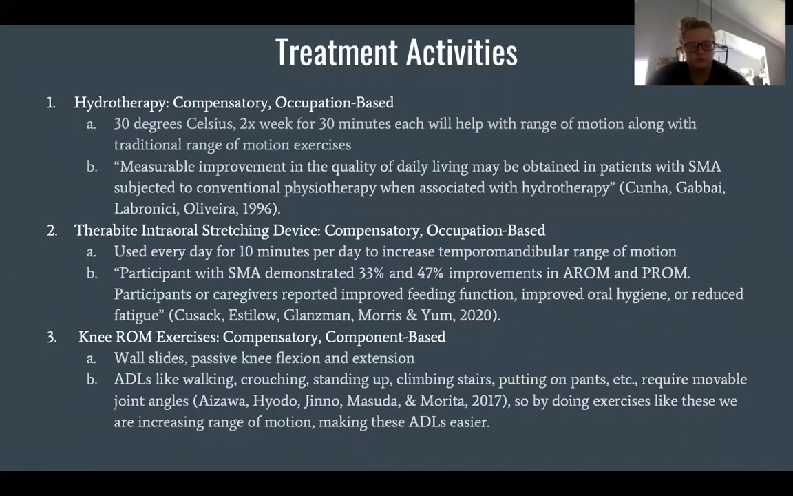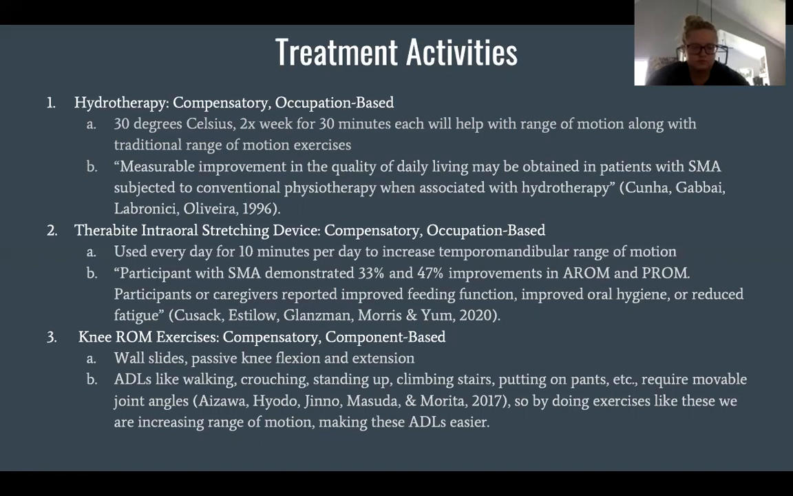And that's important because the authors of the article mentioned that measurable improvement in the quality of daily living may be obtained in patients with SMA subjected to conventional physiotherapy when associated with hydrotherapy. So you want to do those two in combination, and they're going to complement each other.